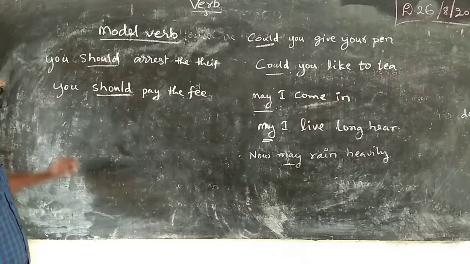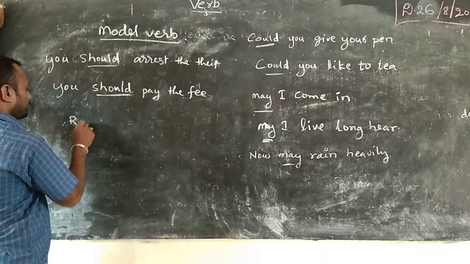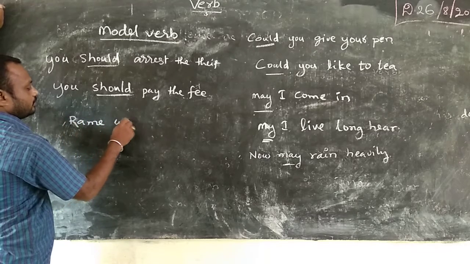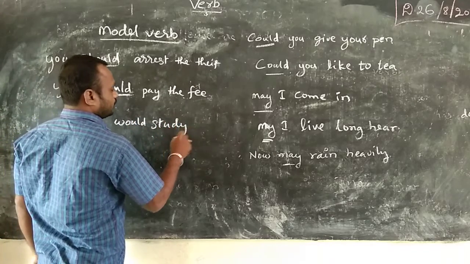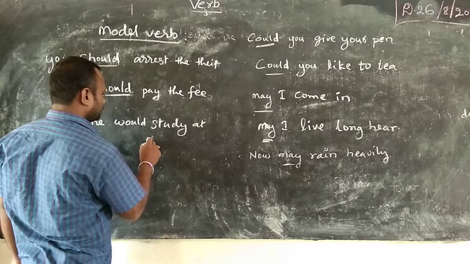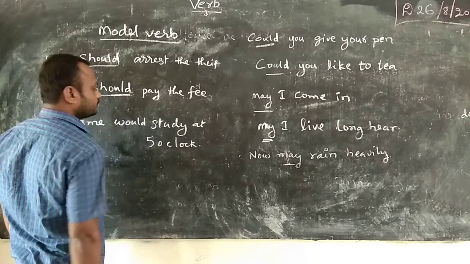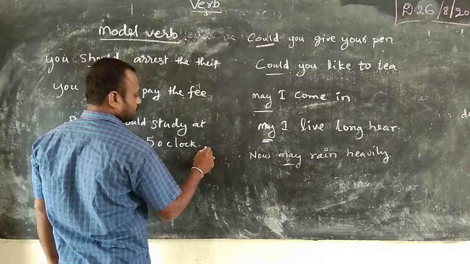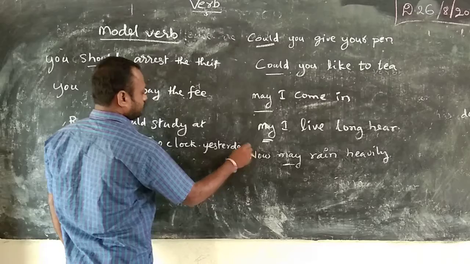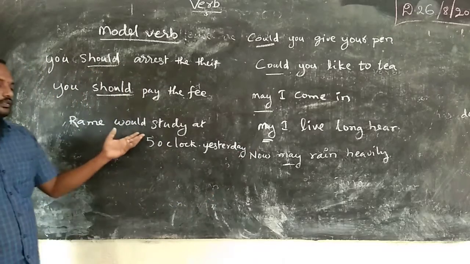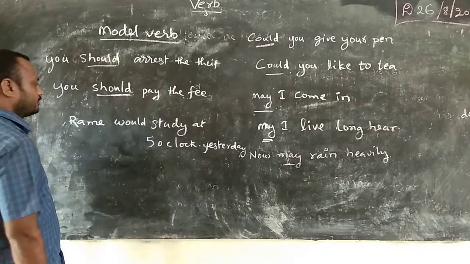Okay. Then would. Ramesh would study at 5 o'clock yesterday. Here would tells the past tense.